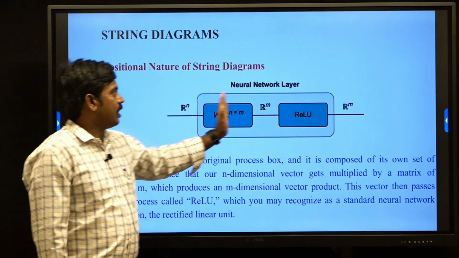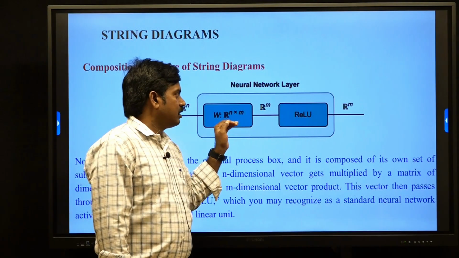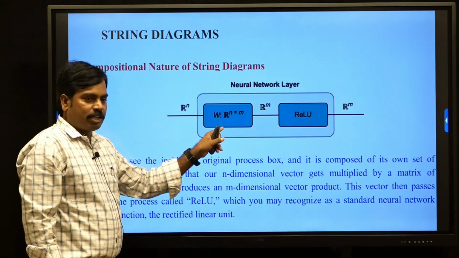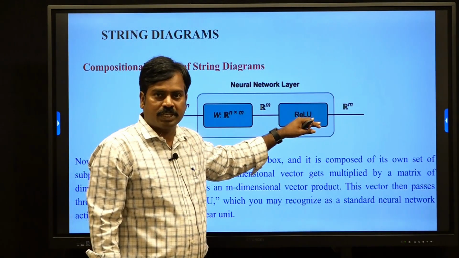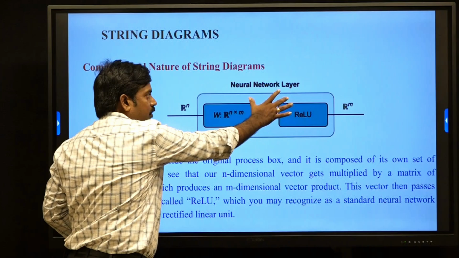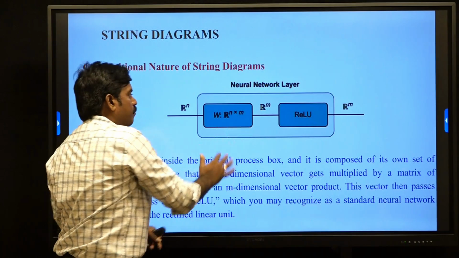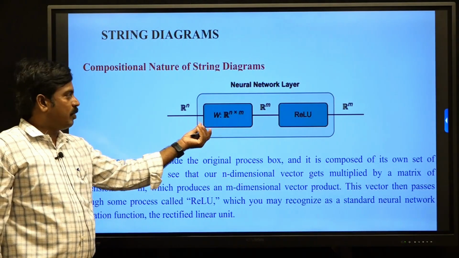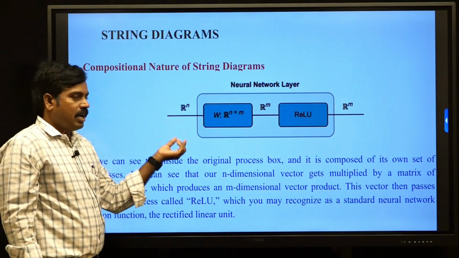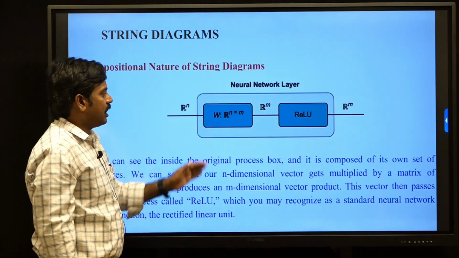In this string diagram, the neural network layer is elaborated with some inner parts depicted as two more boxes. Multiplication is indicated here and one activation function is indicated here. The complete box is called a neural network layer. Inside this neural network there are two more boxes: the multiplication of the inputs with the corresponding weights, and the ReLU activation function. It receives n dimensional real values and produces m dimensional output values. It depicts the inner part.